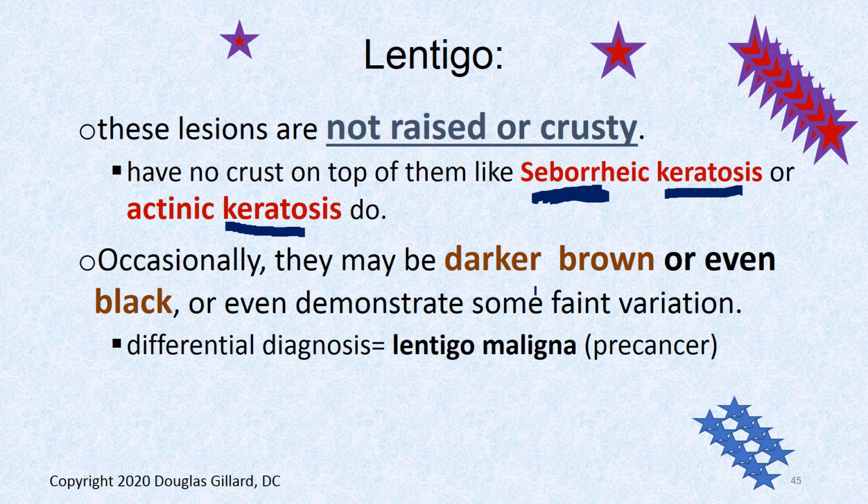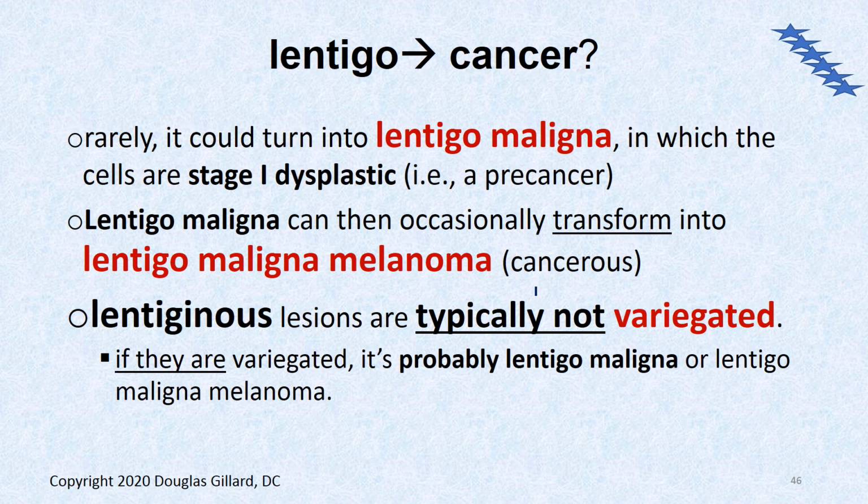So lentigo lesions can be darker or even black occasionally. Most of the time they're liver color though. It can be variegated, different colors. Variegated means different colors. Can they become cancerous? Well, it doesn't happen often, but they can. There is a path they can follow.